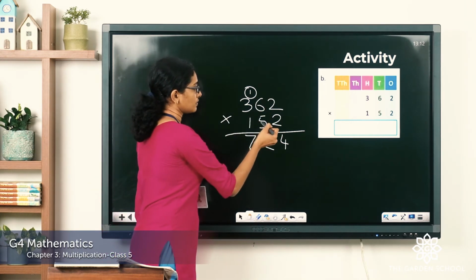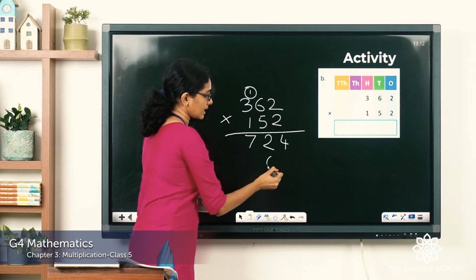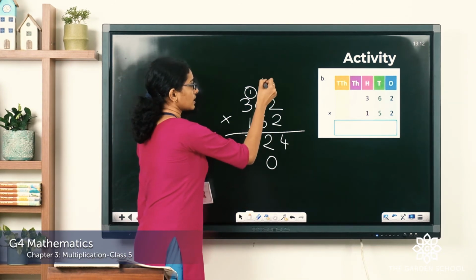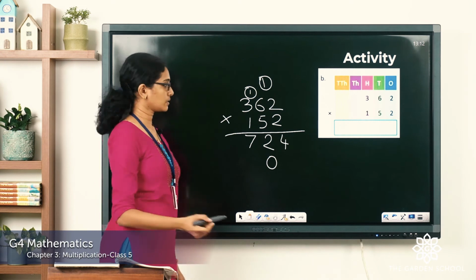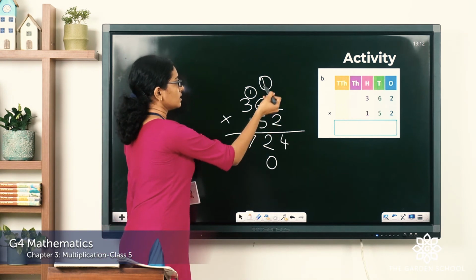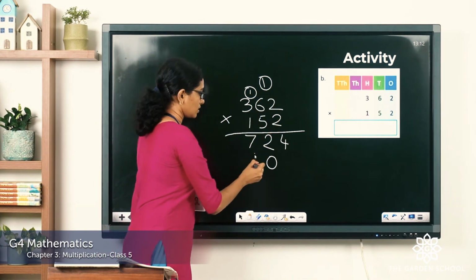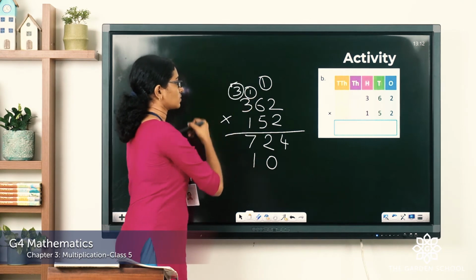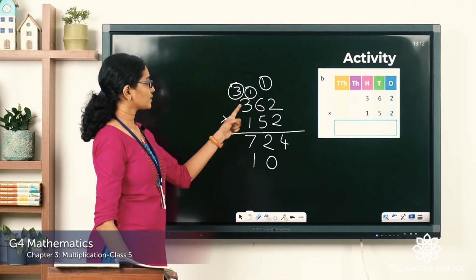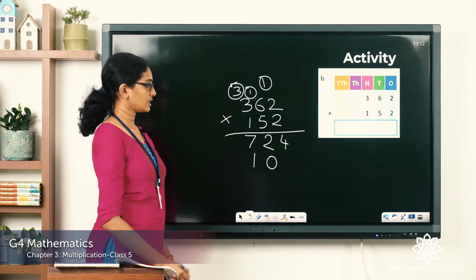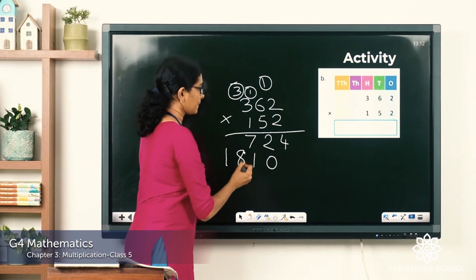Now with the tens digit of the multiplier, let's multiply each digit of the multiplier. So here it is 5 into 2, 10. Where do you write that? In the tens column. Write that 0 here. Carry over the 1 to the next place. Now 6 into 5, 30, plus 1, 31. Write the 1 here. Carry over 3 to the next place. Now 5 into 3, 15, plus 3, it is 18. So you write it here.